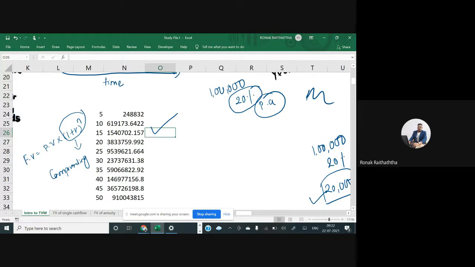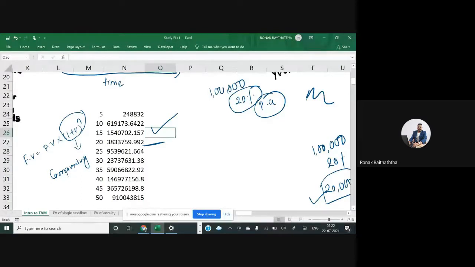Imagine from 20 to 25 years, the addition taking place is somewhere near 45 lakhs, 47 lakhs. Up to 20 years, your total fund value was just 38, and just in the next 5 years, you are adding 45 lakhs.